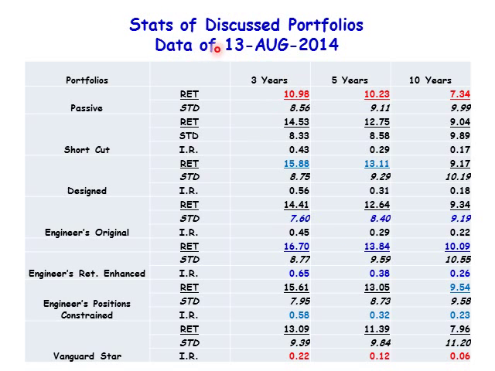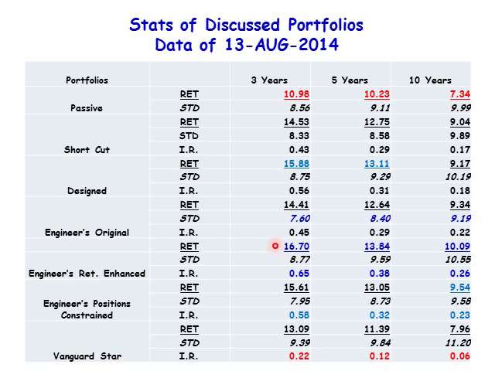Let's continue. Okay, the stats of all the portfolios we discussed so far, and the data in these stats is as of 13th August 2014. I have returns here, I have standard deviation, return over standard deviation, and IR, which is the information ratio. Okay, let's see what's going on here. For the best returns, I have these for the engineer's return enhanced portfolio.